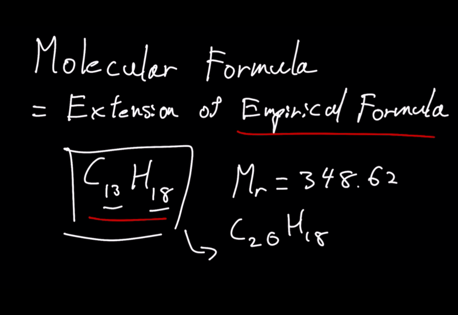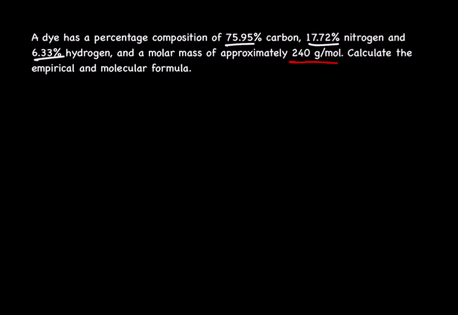C26H18. Empirical formula is the simplest representation of a molecule, and some molecules don't actually exist in their simplest forms. What the question will do is give you the molar mass, which will be a number in grams per mole. Then they'll ask you to find the molecular formula, which is basically the form the molecule actually exists in. So in this case, it could be C26H18.